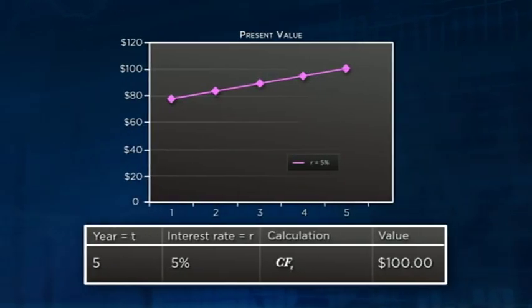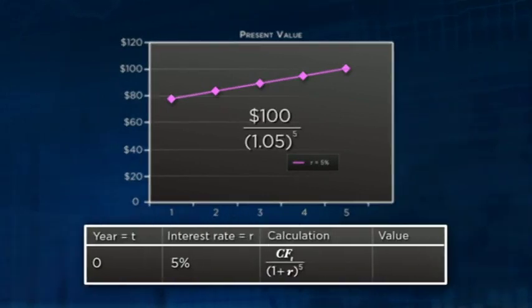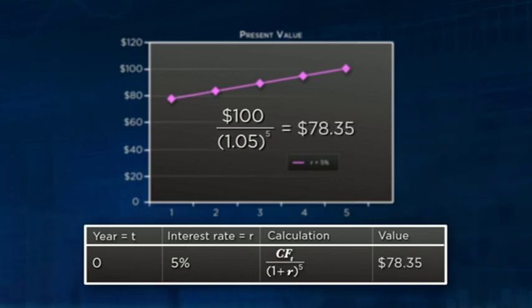Similarly, $100 in 5 years at 5% annual interest is going to be worth what? 100 divided by 1.05 raised to the 5th power, and that's $78.35. Note that in all of these calculations, you should use the decimal version of percent, that is, use 0.05 for 5%. Do not use 5 for 5%.